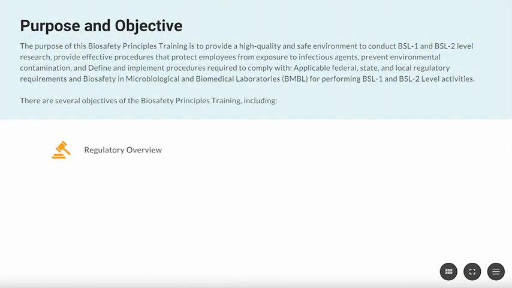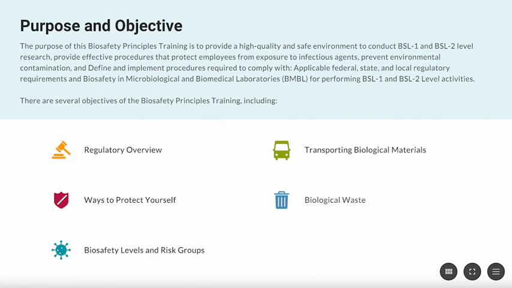The purpose of this Biosafety Principles training is to provide a high-quality and safe environment to conduct BSL-1 and BSL-2 level research, provide effective procedures that protect employees from exposure to infectious agents, prevent environmental contamination, and define and implement procedures required to comply with applicable federal, state, and local regulatory requirements and Biosafety in Microbiological and Biomedical Laboratories, BMBL, for performing BSL-1 and BSL-2 level activities.